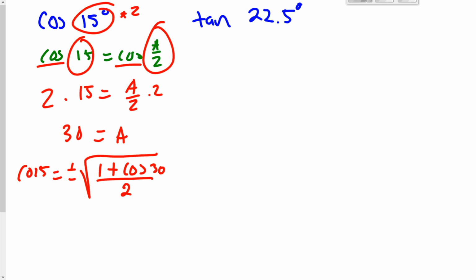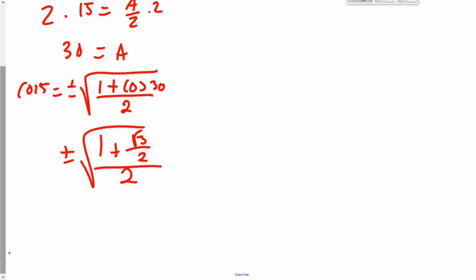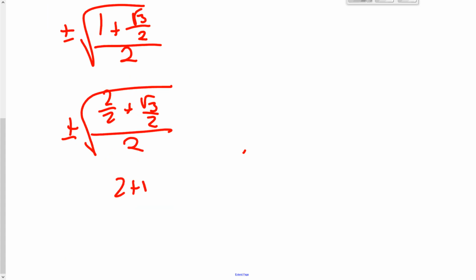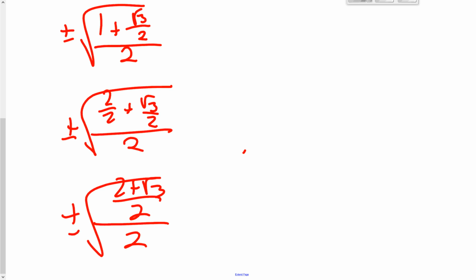So now I look at the cosine of 30, which is root 3 over 2. So root 3 over 2 plus 1. Adding 1 would be 2 over 2, right? And then it's all over 2, square root, plus or minus. So then we get 2 over 2 plus root 3 over 2, the whole thing over 2, and then it's square rooted. We have a plus and minus. So then we get 2 plus root 3 over 2, all over 2, square rooted, plus or minus.